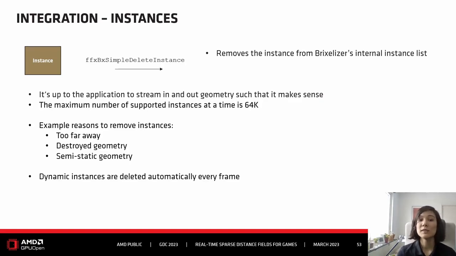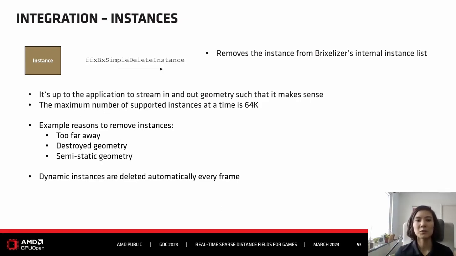Static instances also need to be deleted manually, so the application has to say, hey, this instance has to be removed. Reasons for this are that the instance is suddenly too far away, you don't see it anymore, it's destroyed. Also for semi-static geometries, one example would be a door. A door usually is just a static object, but sometimes it suddenly turns into a dynamic object when the door opens. So these types of objects you want to have in the static cascade.